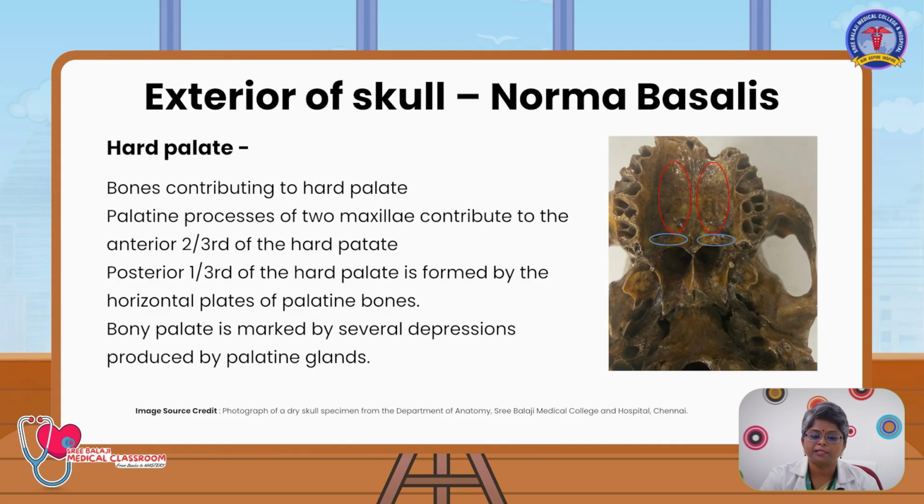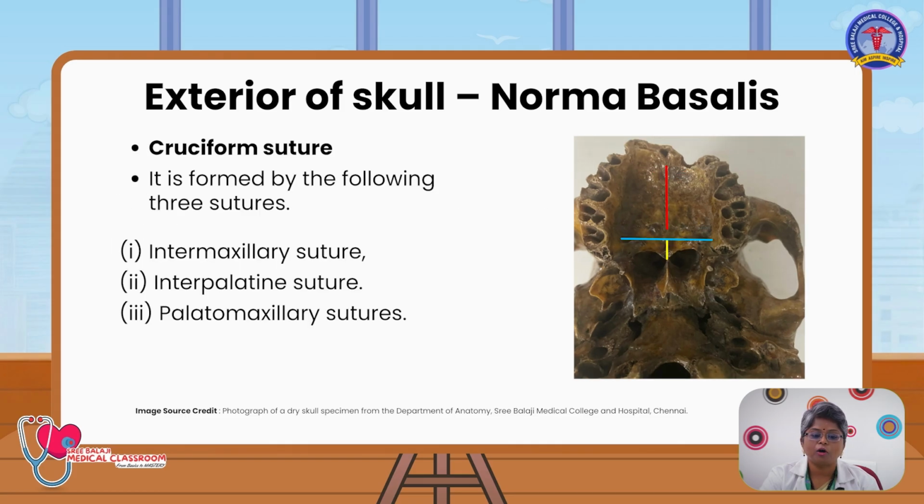The bony palate is marked by several depressions produced by the palatine glands. It forms a cruciform suture. It is formed by 3 sutures: intermaxillary suture, interpalatine suture and the palatomaxillary suture.